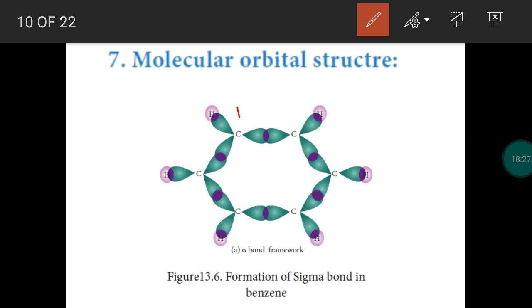The carbon is involved in sp2 hybridization, so there are three sp2 hybridized orbitals. Every sp2 hybridized orbital has a single electron for overlapping. What is the primary condition for overlapping? The orbital should have an unpaired electron, a single electron, then only it will be involved in overlapping. In the same way, second carbon, third carbon, fourth carbon, fifth carbon and sixth carbon. So all the carbon atoms are involved in sp2 hybridization.